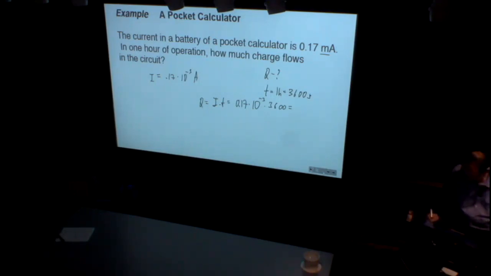Point 0.6. Oh, 0.612 coulombs. That charge has been moved through the wire due to actual electrons traveling. So how many electrons did travel? We know how to calculate. It has to be equal to charge divided by the elementary charge. 0.612 over 1.6 times 10 to the negative 12.